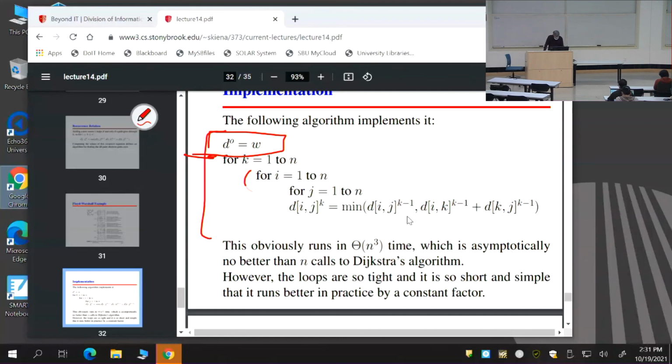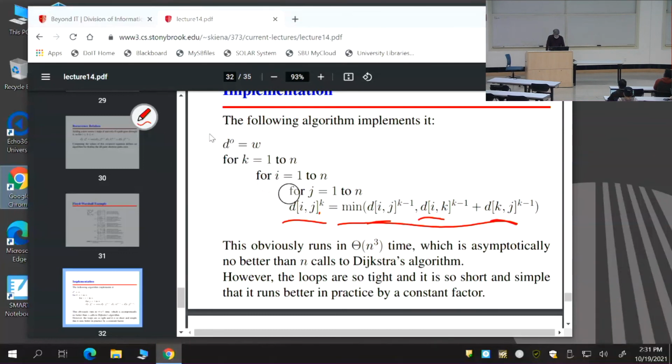Then for every i and j, we update it for a new intermediary by using the results we had from our old intermediaries. Does everybody see this is the formula we had? This is 3 for loops, and it does what we want. What is the running time of this algorithm? Here's one you should be able to analyze. What is the running time of Floyd's algorithm? Does anybody have an idea?